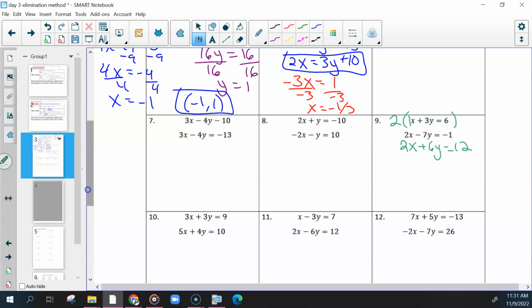Now do we have a common coefficient? Yes. The x's both have a 2. So what operation would I do here so that they cancel? Subtract. So I would subtract everything. 2x minus 2x, those would cancel. Negative 7 minus 6 would be a negative 13y. Negative 1 minus 12 would also be a negative 13. And then divide everything by negative 13. So that y equals positive 1.